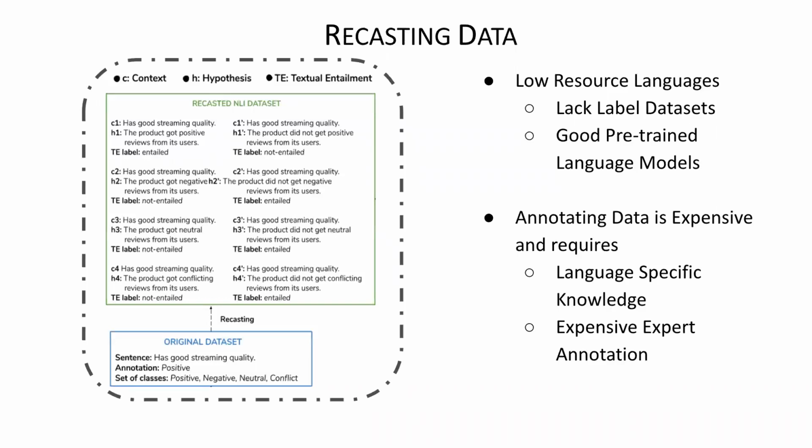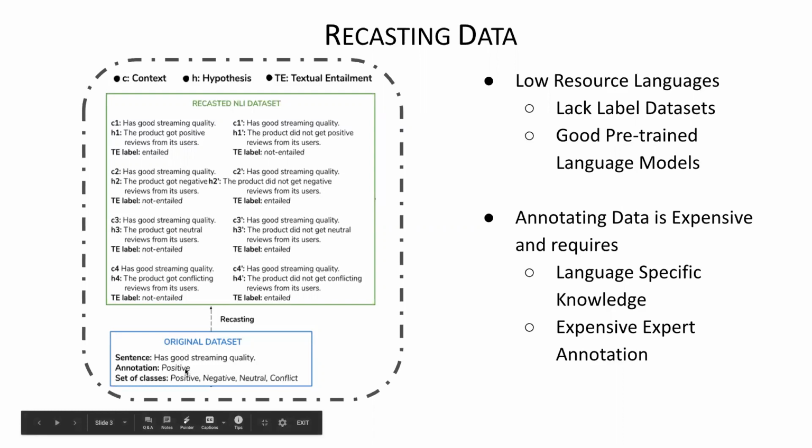Now, let's look at what recasting data is. In recasting, we take any dataset, for example a classification dataset like sentiment of reviews. For example, here: the cursor has good streaming quality. The label is positive, and the set of classes is positive, negative, neutral, and conflict. So this is a review dataset.